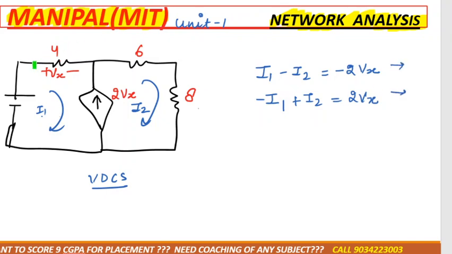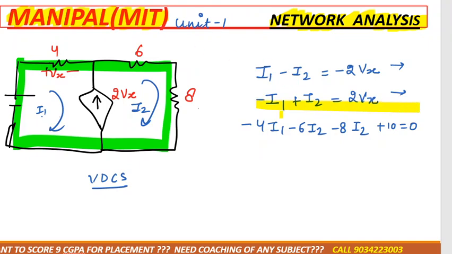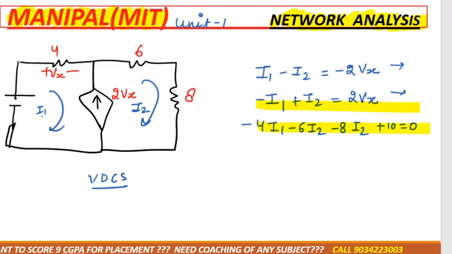Next we need to make the equation from the super mesh, right? So it would be minus 4I1 minus 6I2 minus 8I2 plus 10 is equal to 0. Okay. So two equations we will make. Next equation we need to make from the dependent source. Now tell me, it is depending on mother or father? Current or voltage?